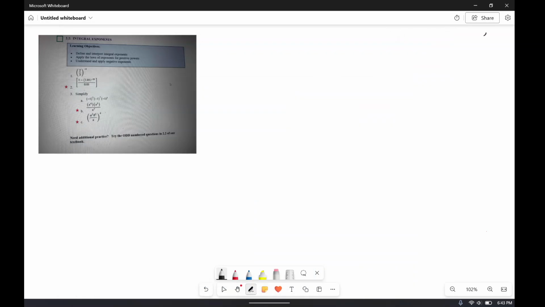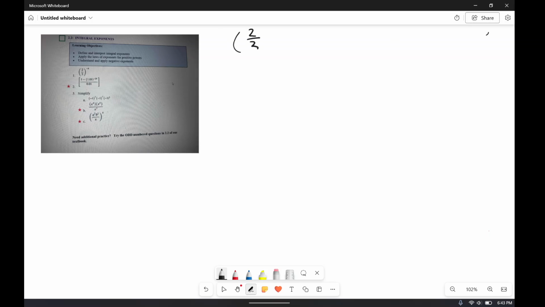Okay, so here we have integral exponents. Wow, integrals, huh? So here we have five questions. So let's try them. Here the first question says that we have 2/3. What the heck is that?